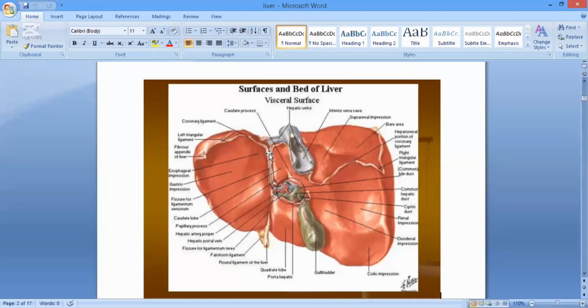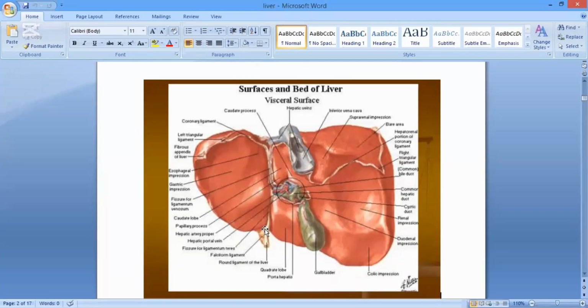And you can see this is also a continuous groove, which is formed anteriorly by, as I have told you before, the ligamentum teres, which is present in the free edge of the falciform ligament, right? And this ligamentum teres is basically the fibrous remnant of the left umbilical vein that carries the oxygenated and nutrient-rich blood from the placenta to the fetus, right? After birth, it is occluded and present in the form of a ligament, called the round ligament or the ligamentum teres, right?